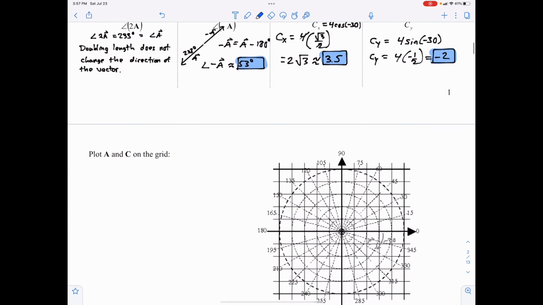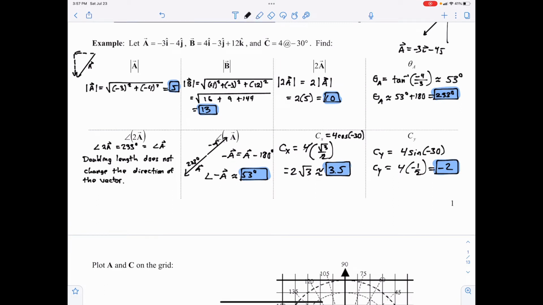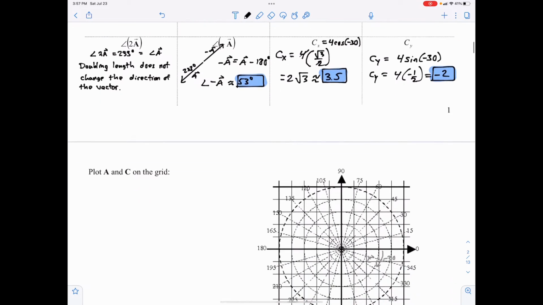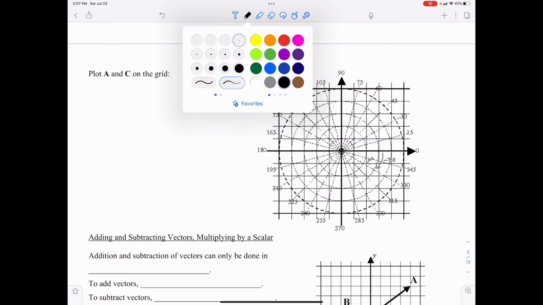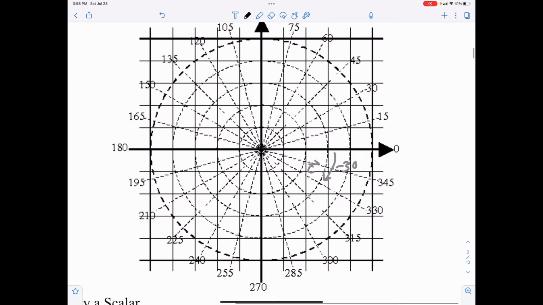Plot A and C on the grid. Okay, well, A has a magnitude of 5, points 3 in the negative x direction, 4 in the negative y direction. One, two, three, one, two, three, four. That would put it exactly right here. There's vector A. It has a magnitude of 5, 3 in the negative x direction, 4 in the negative y direction.